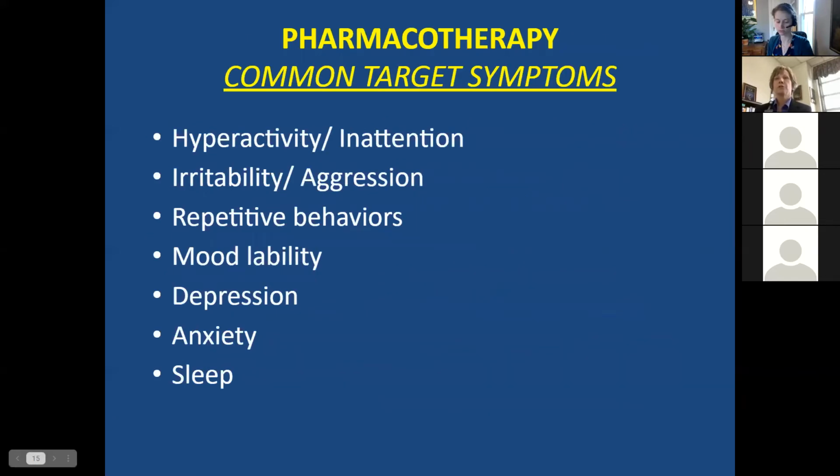Okay, so those target symptoms I was mentioning, starting with the ADHD type symptoms, hyperactivity, inattention, and followed by irritability, aggression, repetitive behaviors, mood lability, meaning mood swings or intense mood shifts, depression, anxiety, and sleep problems. Next slide.